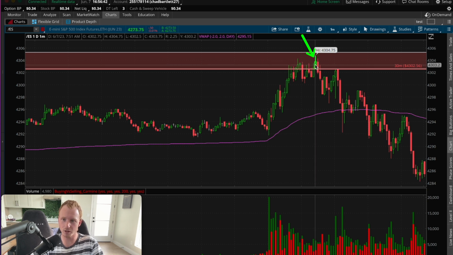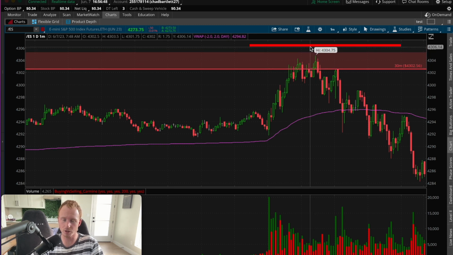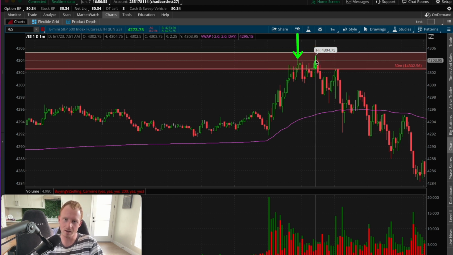I got in at 4303 and I had my stop loss 3 points above. So I had my stop loss at 4306. So I was risking 3 points on this trade. That's where my stop loss was. As we can see, once we made a high of the day right here, we immediately wicked down. That is a very, very good sign.